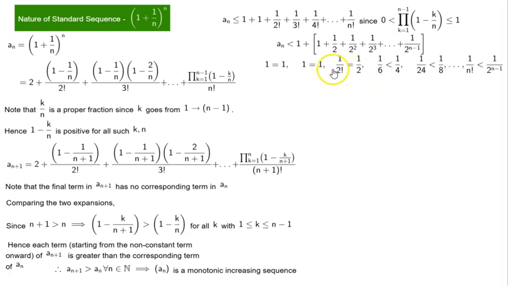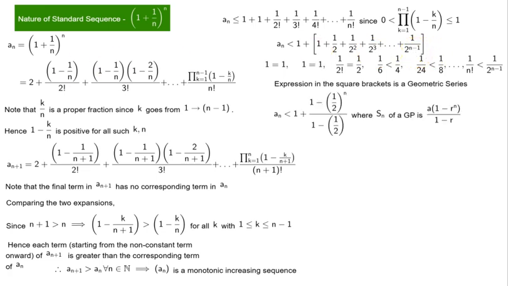So that means what? Since this is less than this, a sub n cannot be equal to this. So it is less than this. So the expression in the square brackets is a geometric series. And we know the formula for the sum of a geometric progression, which is a times 1 minus r to the power of n by 1 minus r. So now let's apply this formula.